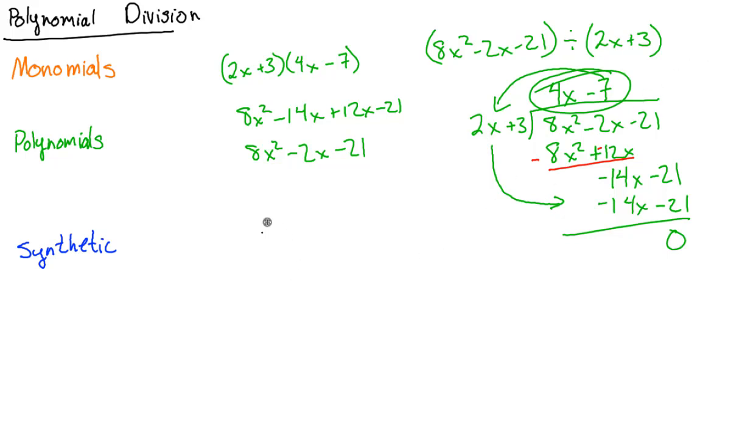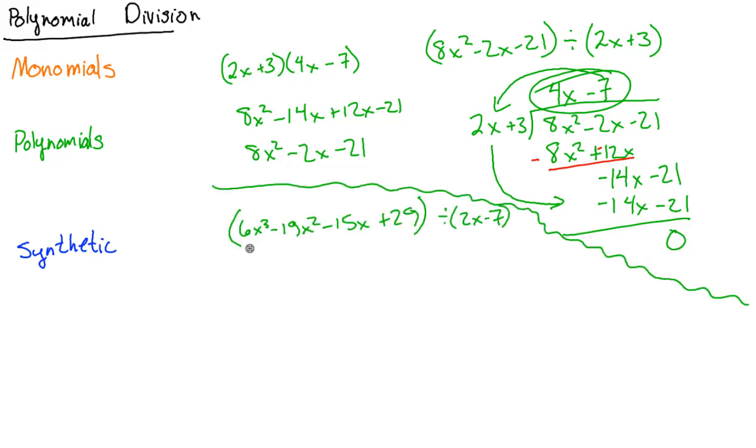Great. Let's do another one, but let's have a remainder this time. Here's a problem. 6x cubed minus 19x squared minus 15x plus 29 divided by 2x minus 7. Let's write it a little bit differently. Now that feels good. So let's knock out one column at a time. 2x into 6x cubed is 3x squared. Multiply that down, we get 6x cubed minus 21x squared.